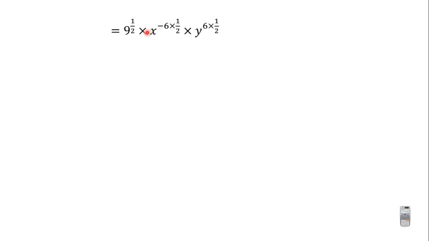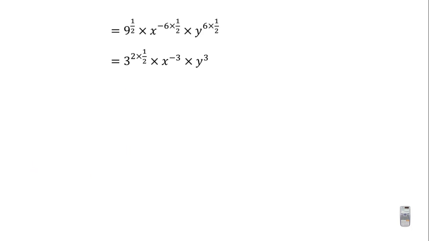Now, what do we do here? We are going to write 9 in the index form such that we can simplify. So if you write 9 in the index form, you are going to have 3 exponent 2, or 3 squared. So 3 squared is 9. We already have 1 over 2 here. So 3 exponent 2 times 1 divided by 2.